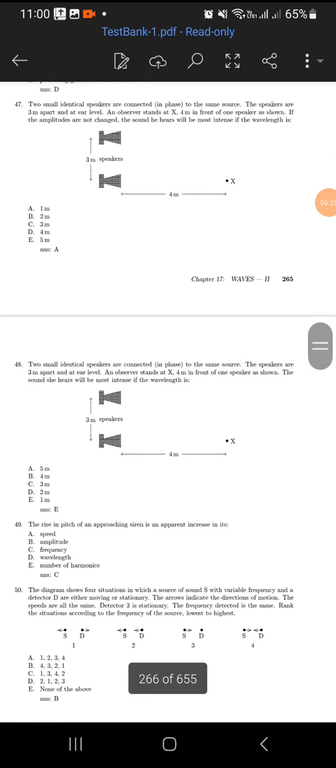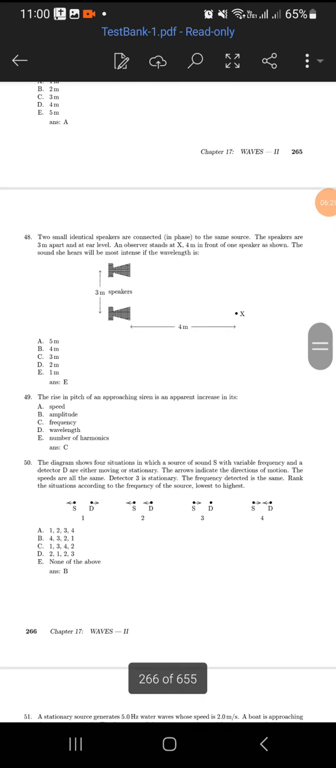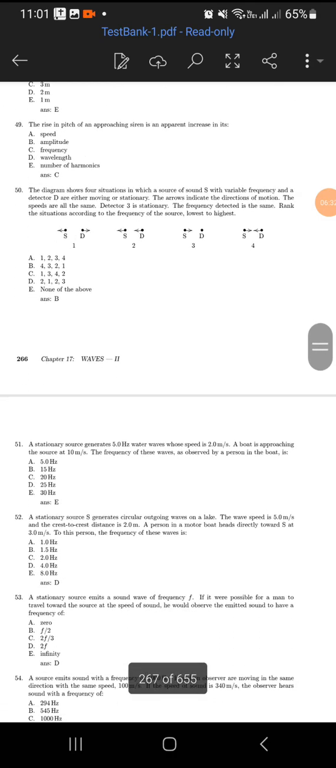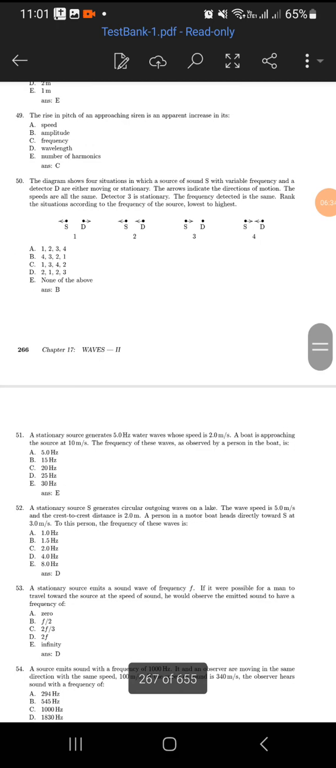Oh, it's the same question. The rise in pitch of an approaching siren is an apparent increase in its frequency. Yeah, it's going to be an apparent increase in frequency.